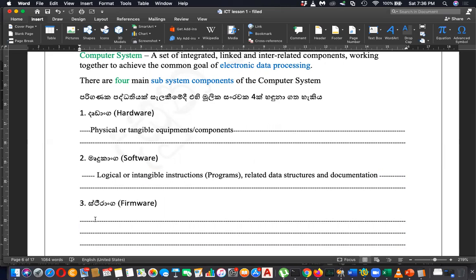Firm means the company or the place. These are special software components installed or embedded in the hardware system by the manufacturer.